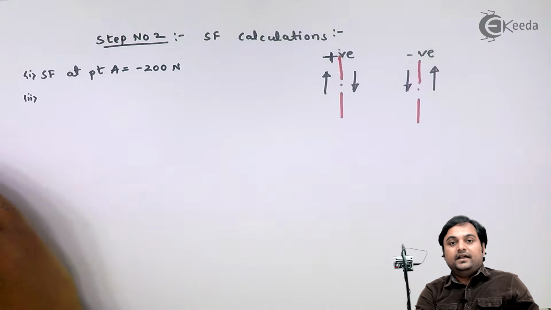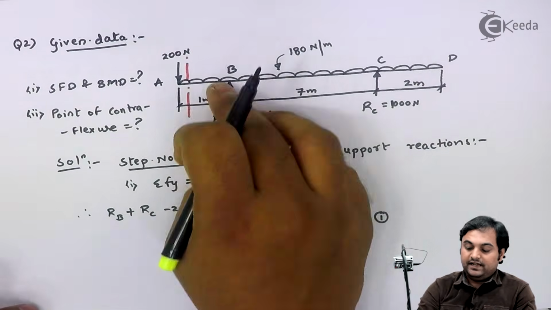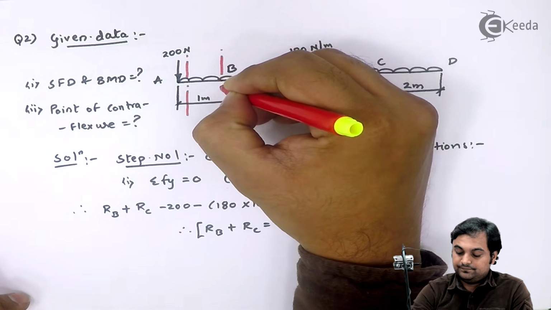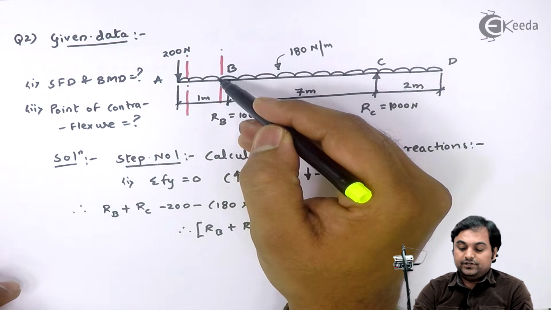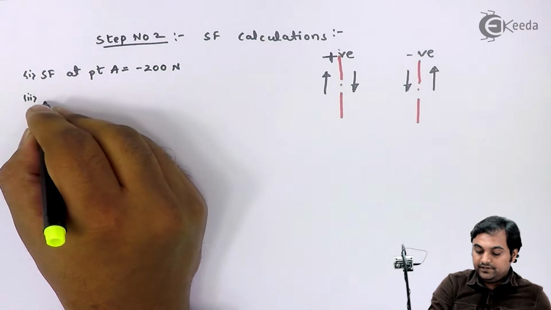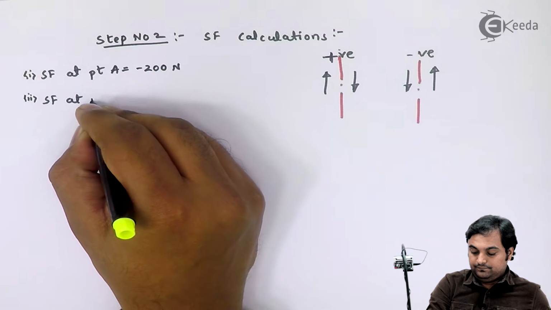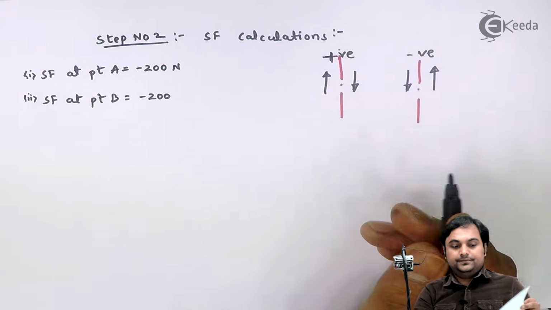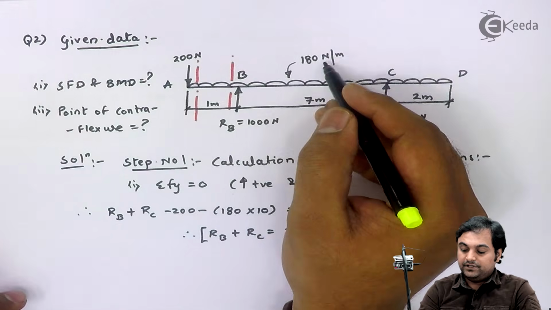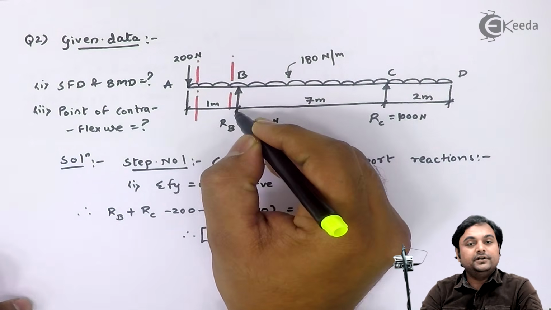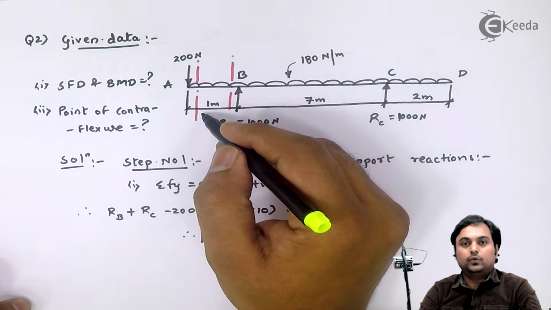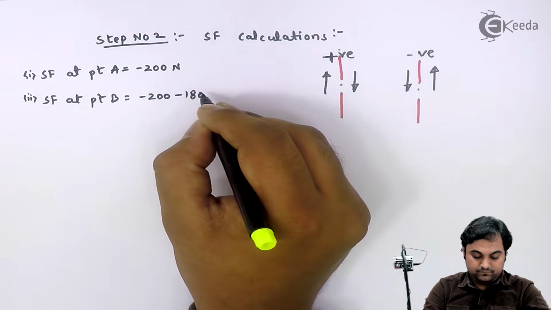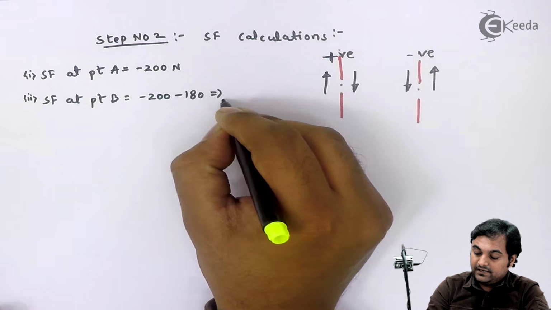Next, SF at point B. Here I will be getting two values. So, first I will take the section to the left. If my section is to the left, I have 200 Newton downward. So, here SF at point B is minus 200. 180 Newton per meter, if it acts on 1 meter distance, that will be 180 into 1, 180 Newton acting downward. So, again negative. This is minus 380 Newton.